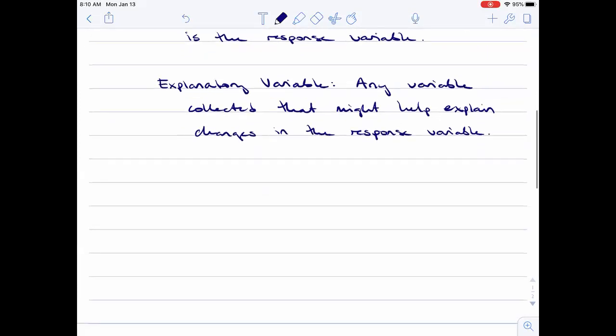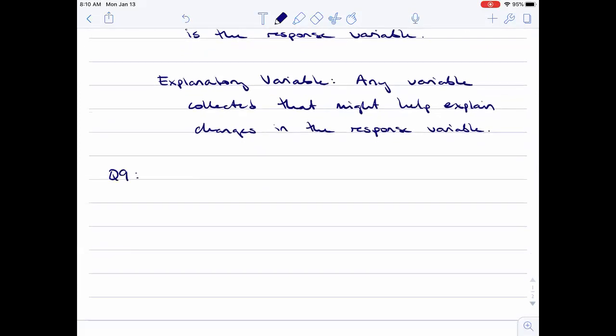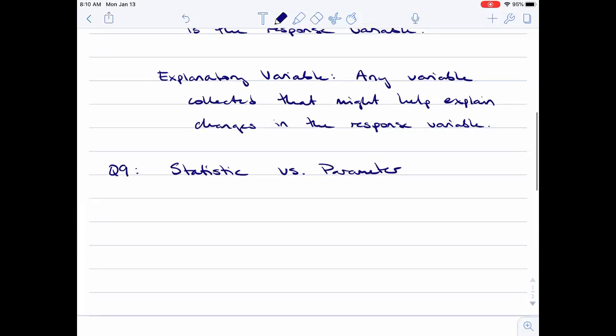So then in question 9, it talks about a statistic versus a parameter, which we were actually gonna, or we still are, gonna talk about today. But I just want you to know that even though it's stuff we've covered in chapter 2, we can use it in chapter 1. So I just want to highlight that here.